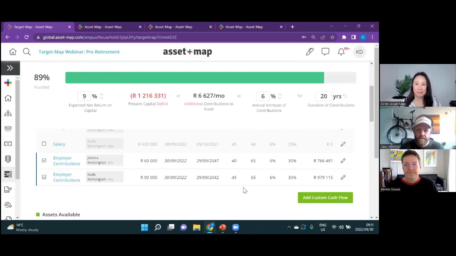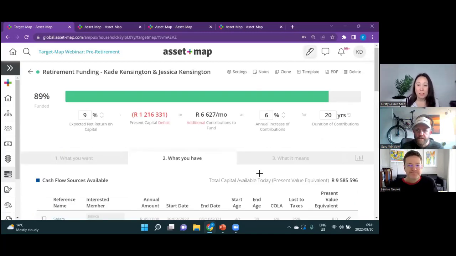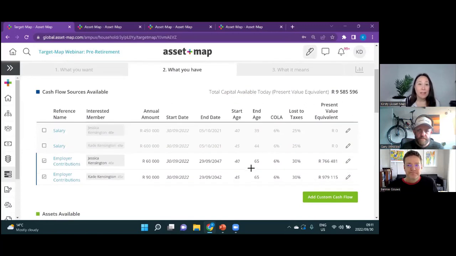Okay, perfect. Okay, great. So what I do want to point out here is that if a client is escalating their contributions, it's important to add that in here.